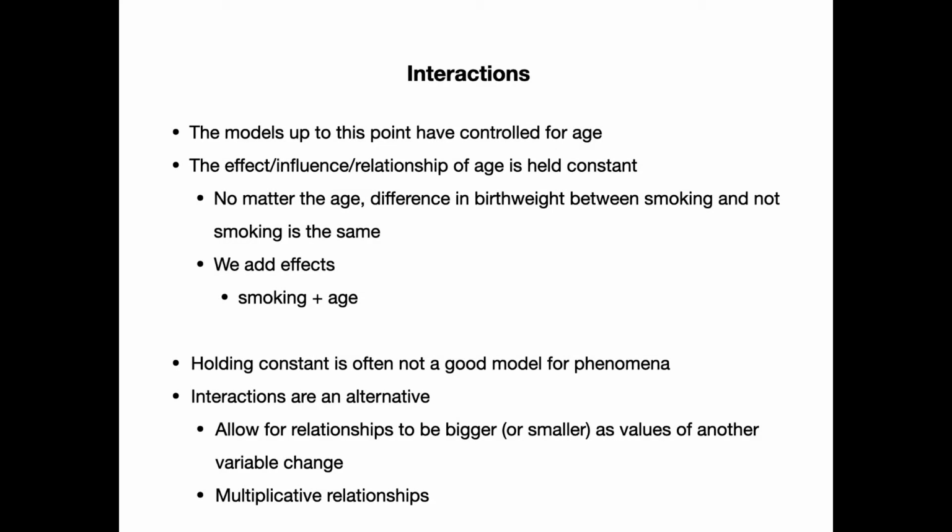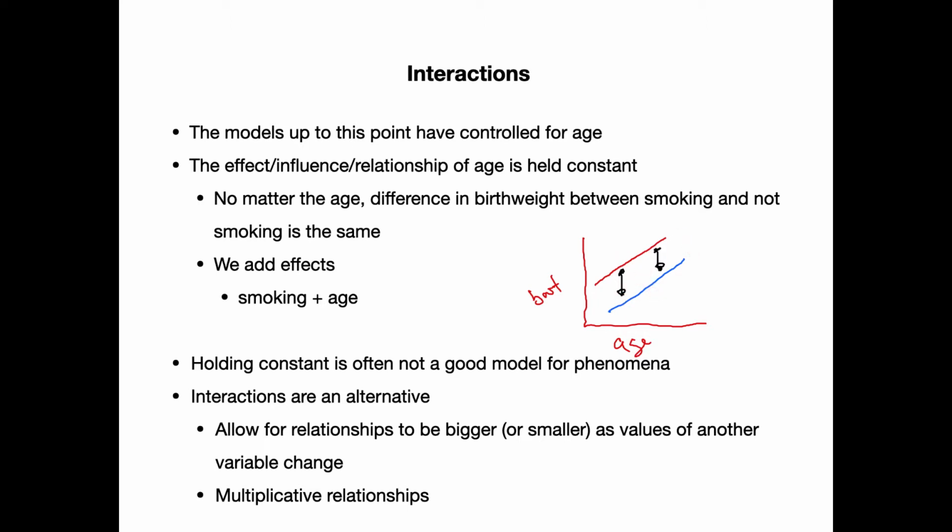Up to this point, all our models have done is what's called controlling for age. Remember, what that means is that if we were to think about the line, we have age and birth weight. Here's the line for smokers, and here's a line for non-smokers. When we control for age, we're saying there's a difference between these two lines, and it doesn't matter where on age we are, that difference is going to be the same.